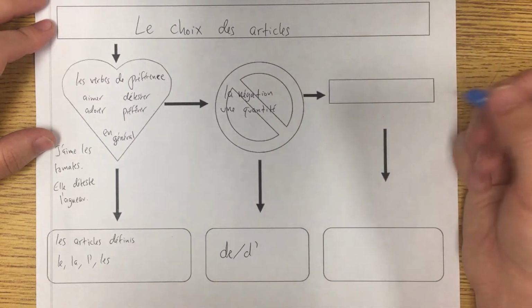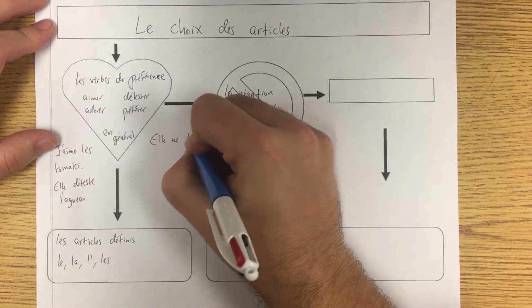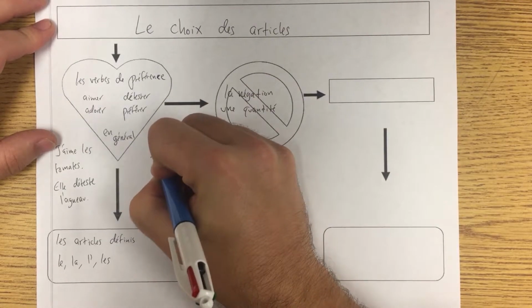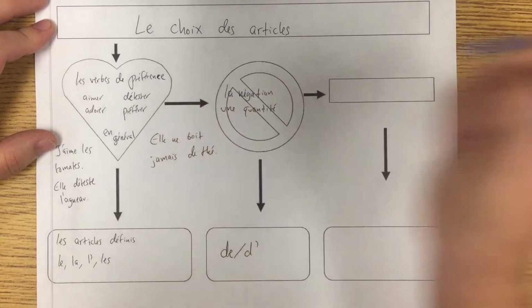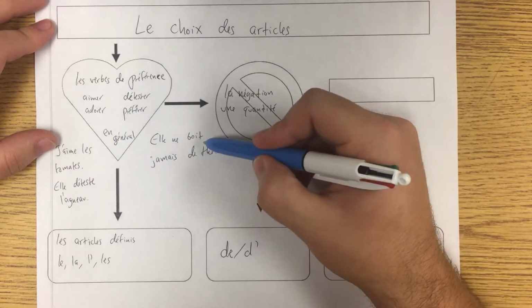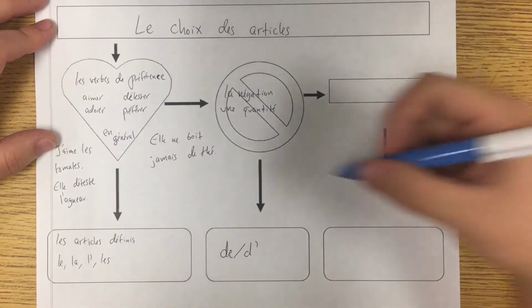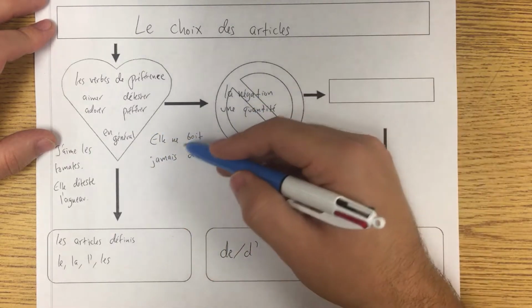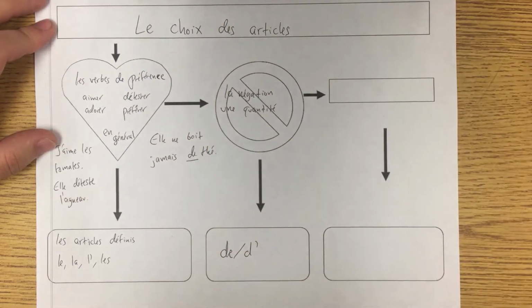So again, a sentence with la négation: elle ne boit jamais de tea. She never drinks tea. Okay, if we look at the verb, it's boire. It comes from the verb boire, so it's not a verbe de préférence. Okay, so we're going to keep going in the processus. We see, oh, ne jamais, we know it's négatif, so we're going to use de dans la phrase.